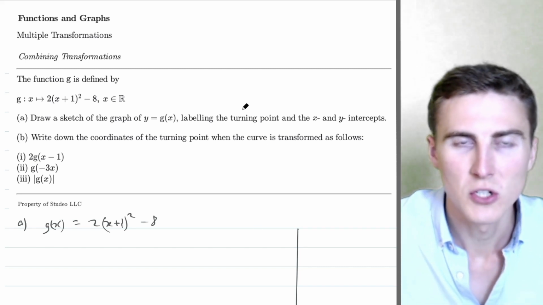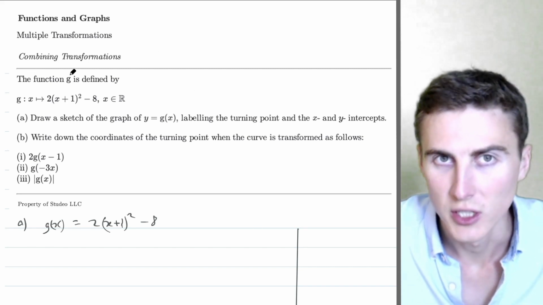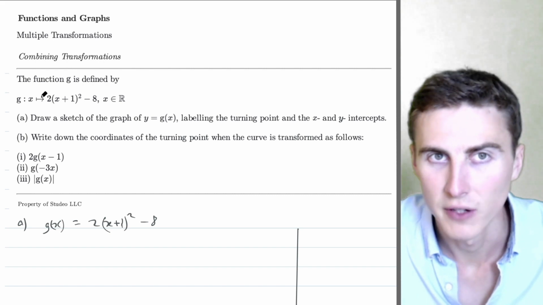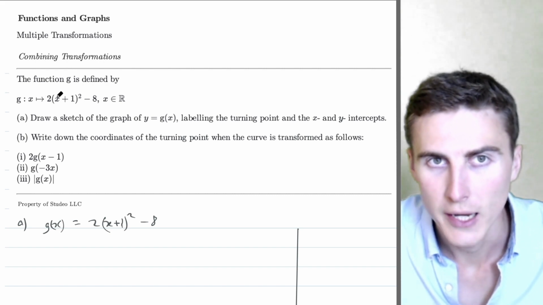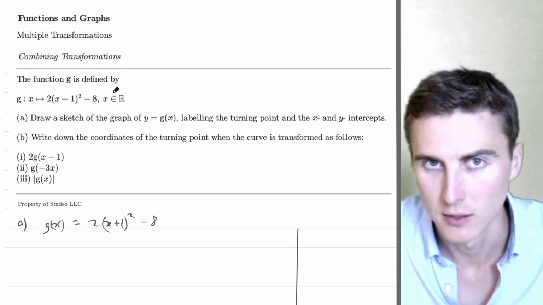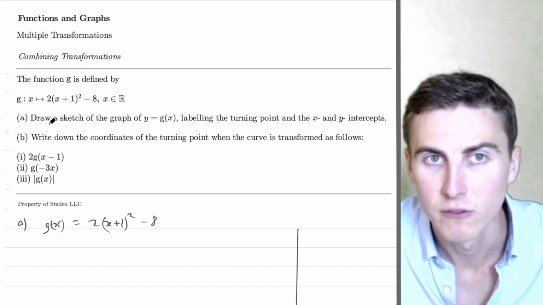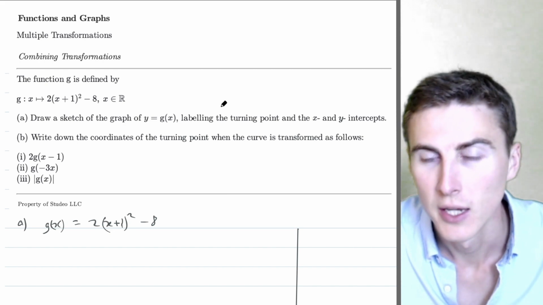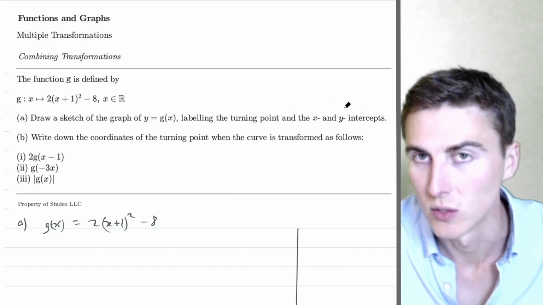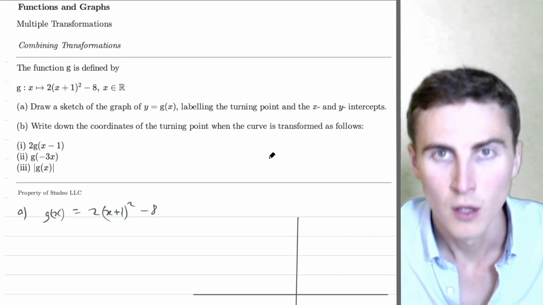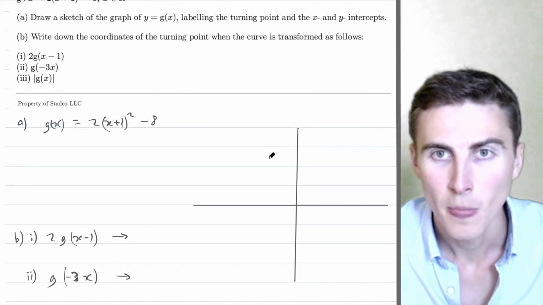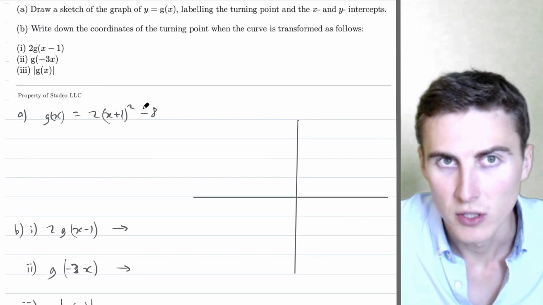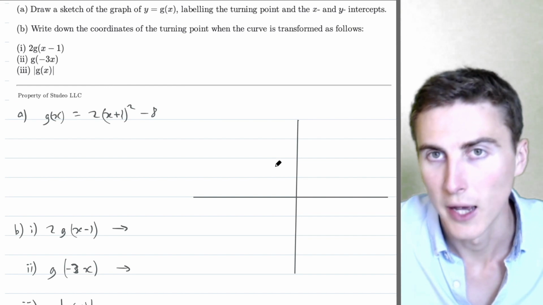Okay, so in this question, it says the function g is defined by g of x is 2x plus 1 squared minus 8. And for part A, we have to draw a sketch of the graph and label the turning points and the x and y intercepts. Okay, so if we scroll down a bit, I've rewritten the question here, or the function, and given us some axes to draw it.